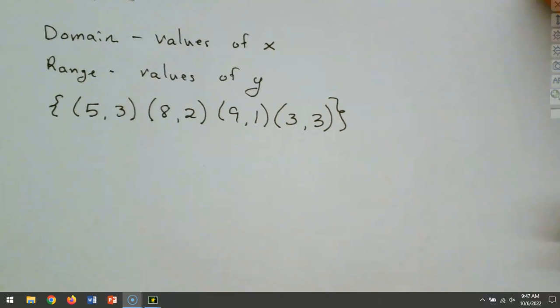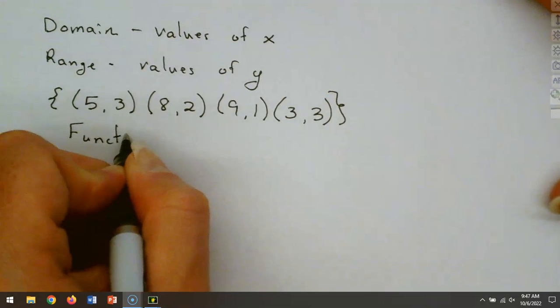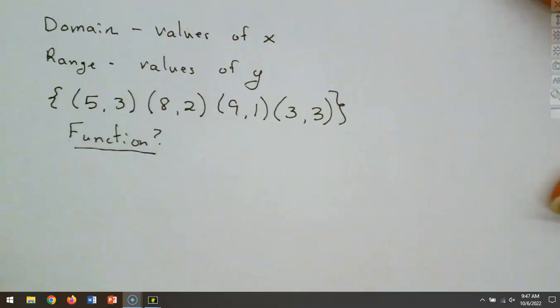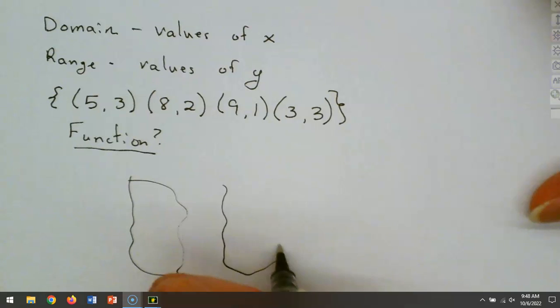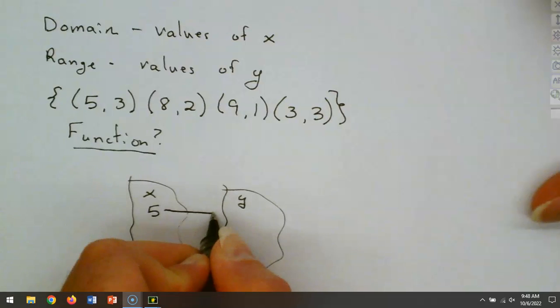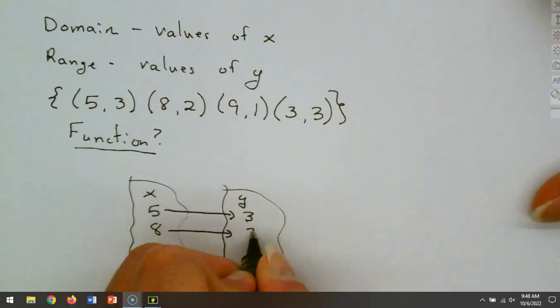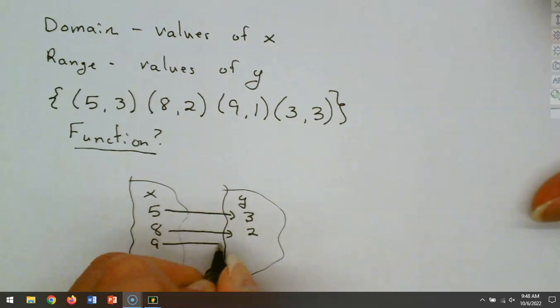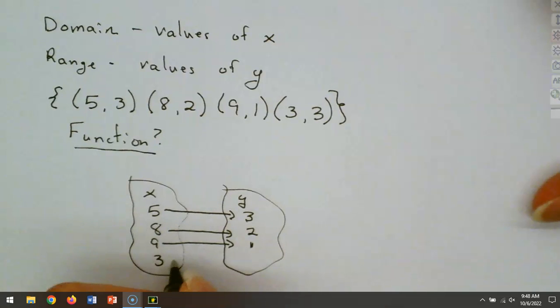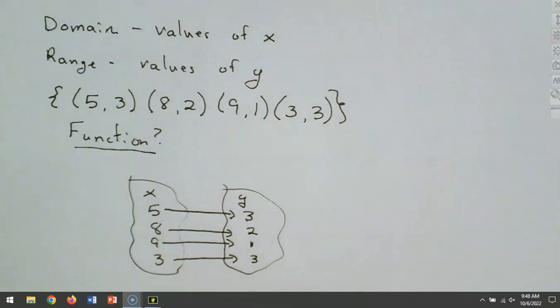Now, I think the easiest way to tell if this is a function or not is make a mapping. Okay, I like to make mapping so you can visually see what's happening. This is your x, and this is your y. So 5 maps to 3, 8 maps to 2, 9 maps to 1, 3 maps to 3. Is this a function? Yes or no? Okay. How do we know if it's a function?